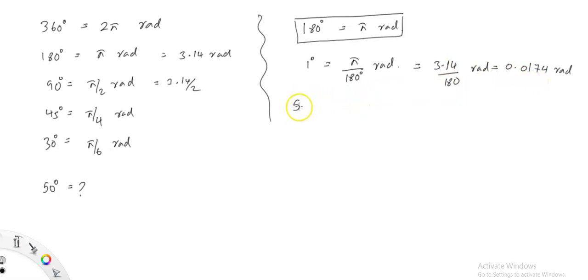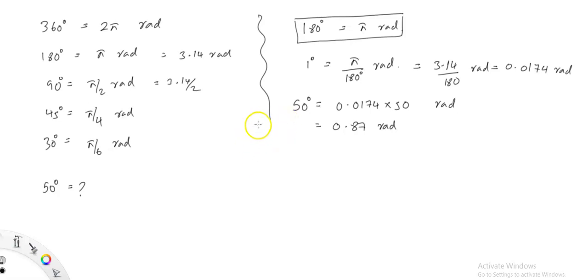So what about 50 degrees? 50 degrees will be 0.0174 multiplied by 50 radians. Or in other words, it will be close to 1 radian. So multiplied by 50, it's 0.87 radians. It's not a full 1 radian, but close. Okay, so here we convert a degree value to a radian value, right?